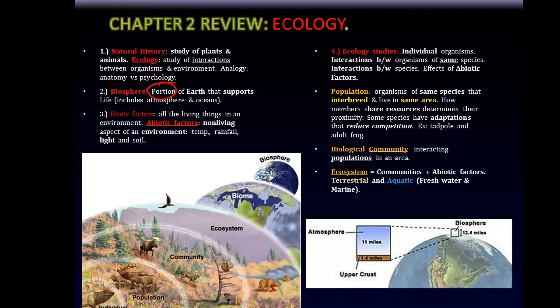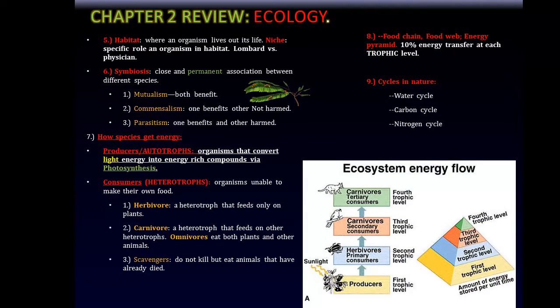Then we talked about how ecologists study their science. They study organisms at an individual level, interactions between members of the same species, and interactions between species. And we talked about the differences between populations and biological communities, and how communities, along with the abiotic factors, give you ecosystems, and different ecosystems give you certain biomes, and all the biomes combined give you the biosphere. Then we talked about how organisms acquire their energy. To understand that, we must understand two words. A habitat is where the organism lives out its life, and a niche is a specific role in that environment.